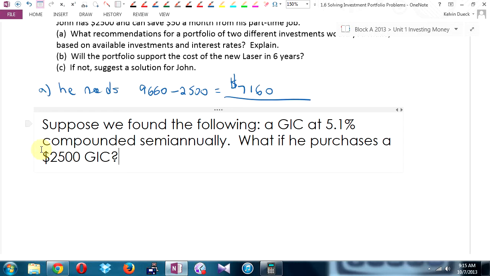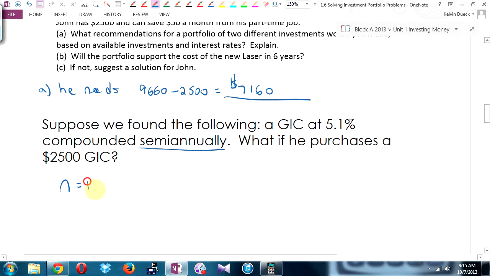Okay? So suppose he does this with the GIC. What can he earn? Well, N equals, it's semi-annually, and he wants the sailboat in 6 years, so N is 12. I is 5.1. Our present value we're starting out with is $2,500. He's not going to make any payments.